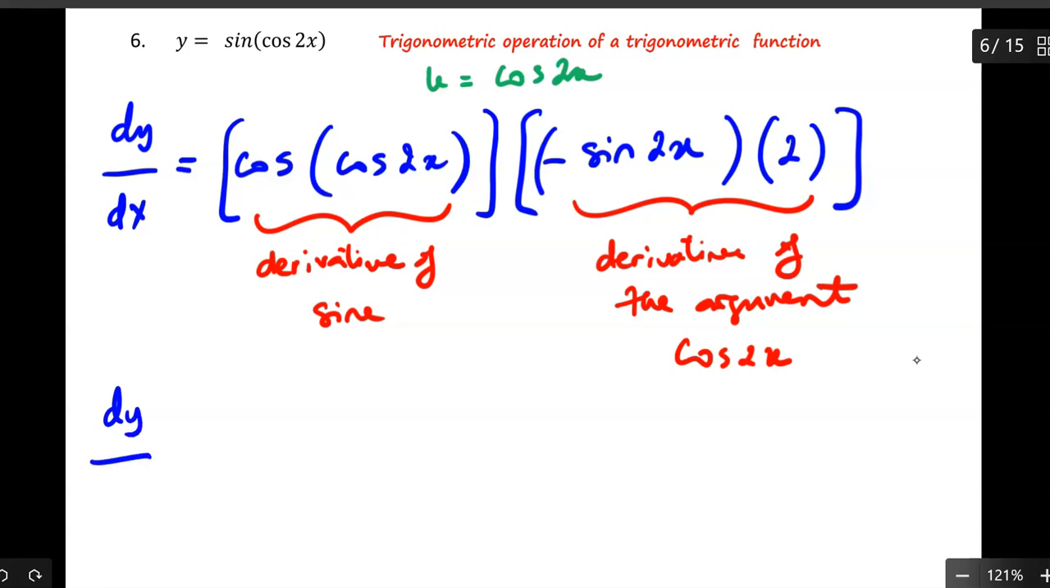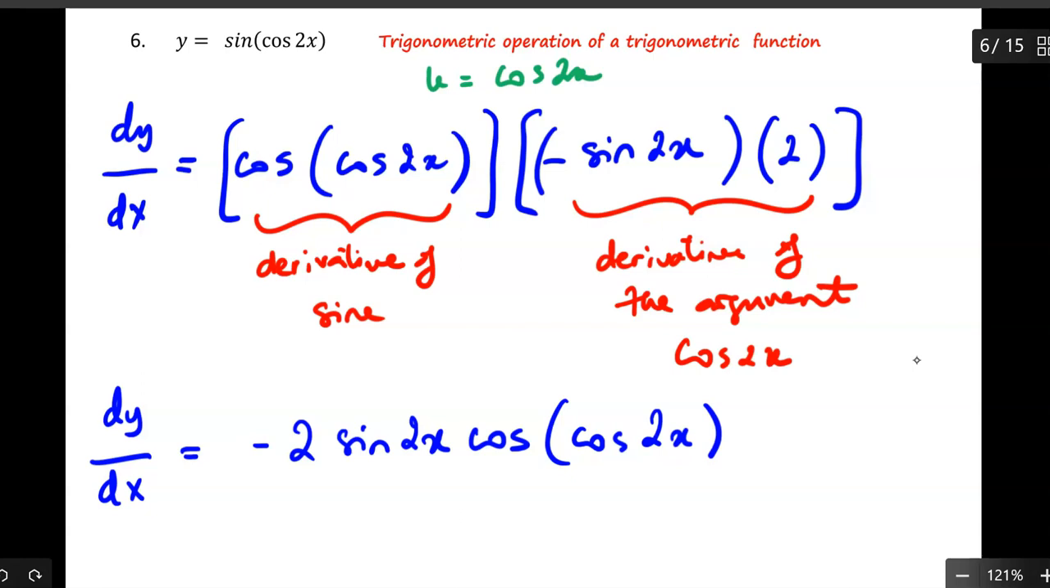which is equal to 2. So in the end, my final answer, I just rewrite to make it look nicer: negative 2 sine of 2x times cos of 2x. Okay, so don't forget here, this cos of 2x is the argument of this cos. Alright everyone, thank you.